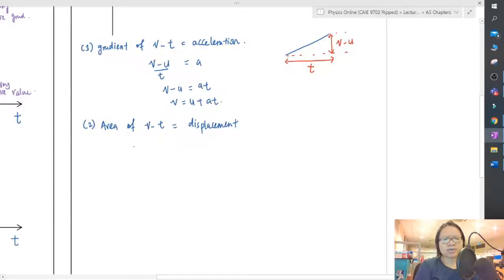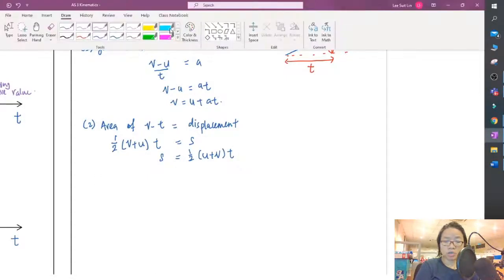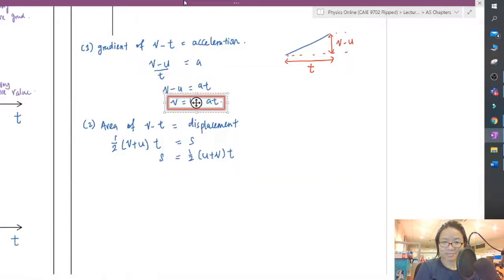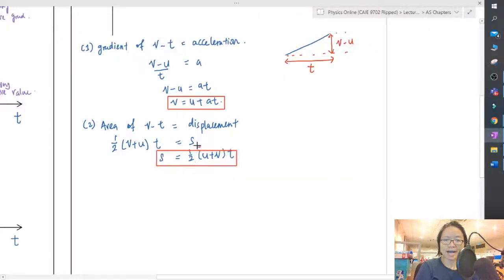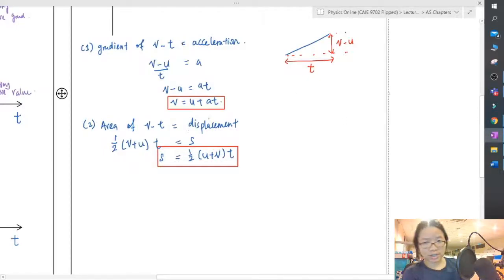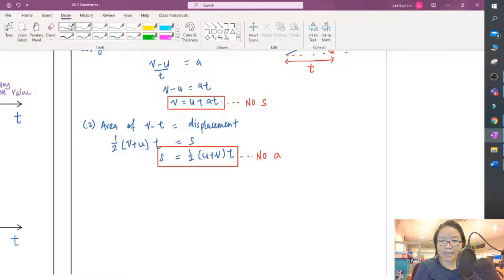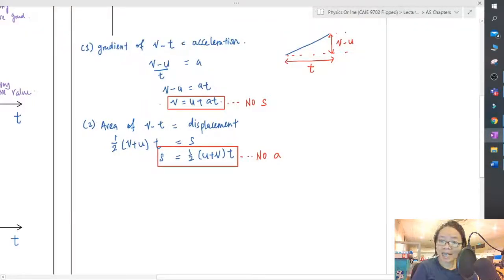Next equation: the area of the VT graph is displacement. So it looks like a trapezium to me. So I'll take s is equal to half u plus v times t, because u and v are the parallel lengths and t is the height of the trapezium. By the way, I don't know whether you notice or not, these two equations have certain properties. For example, the first equation has no s, no displacement. The second equation has no a. This actually will help us select a suitable equation when it comes to problem solving.